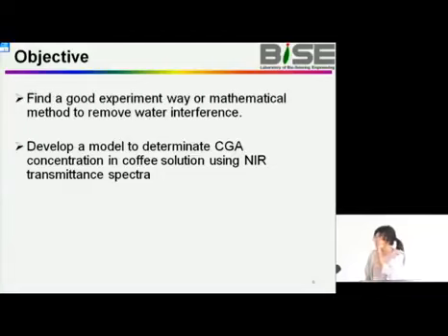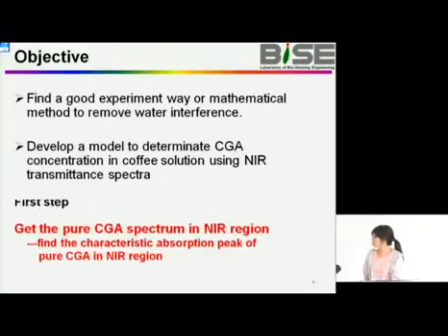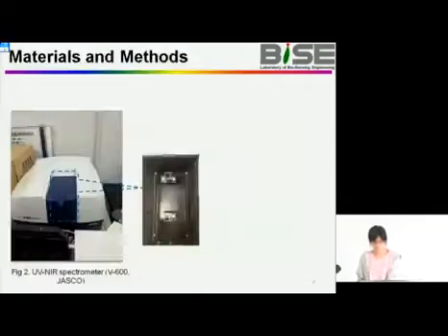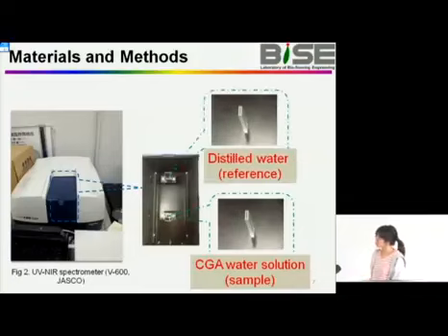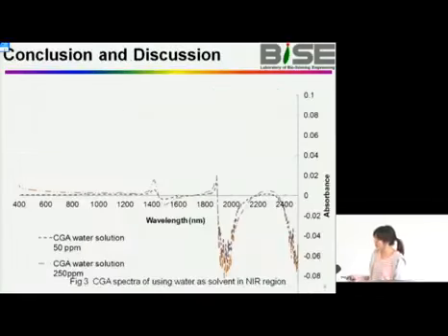Before I measured coffee solution, the first step, I want to measure the pure CGA solution in the NIR region to find the characteristic absorption peak of pure CGA in the NIR region. This is the device I use in my experiment, a UV NIR spectrometer. And inside it contains 2 beams. One is for sample detection and one is for reference. In this experiment, the sample is the CGA water solution, and the reference I choose is pure distilled water. Then I get the CGA spectrum.